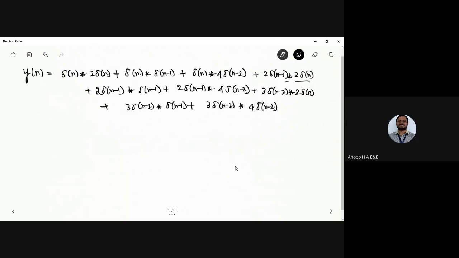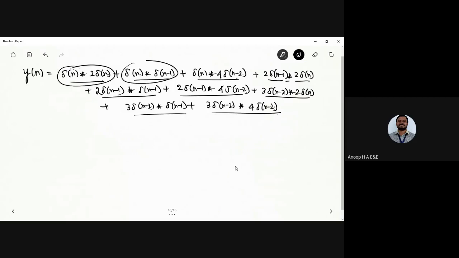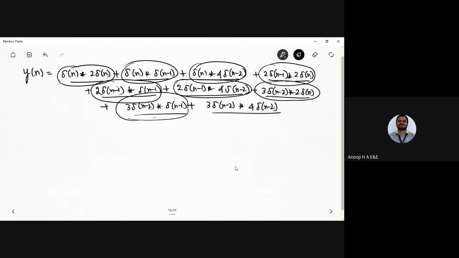Okay, so this is how the sequence would look, and it has 1, 2, 3, 4, 5, 6, 7, 8, 9. So in total you have 9 terms here. Let me apply the delayed sequence for each and every term, which gives you the final result.